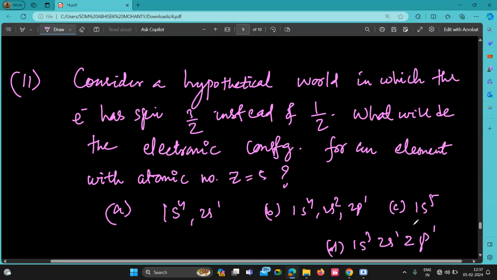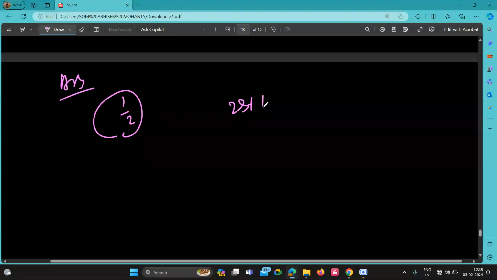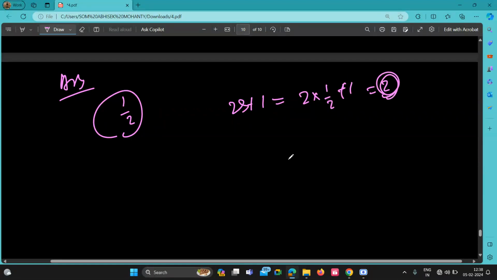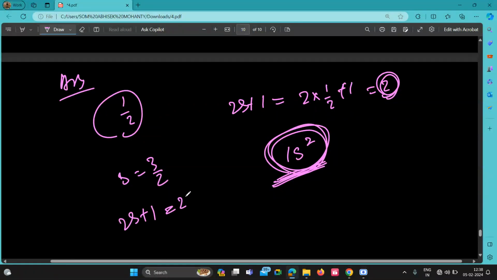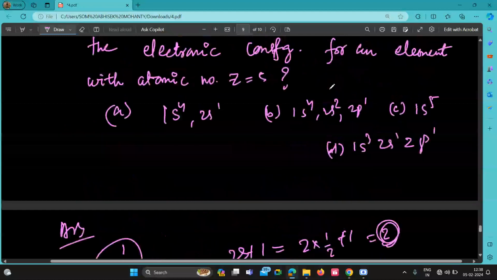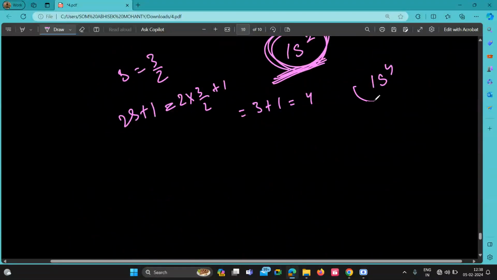Here, a hypothetical world in which the electron has spin 3 by 2 instead of 1 by 2. If the electron has spin 1 by 2, the rule is 2s plus 1, so 2 into half plus 1 is 2. So 2 electrons should be there in 1s. Now in this world s is equal to 3 by 2, so 2s plus 1 will be 2 into 3 by 2 plus 1, that is 3 plus 1, that is 4. So 1s holds 4. Z is equal to 5, atomic number 5. 4 electrons are already there in 1s.